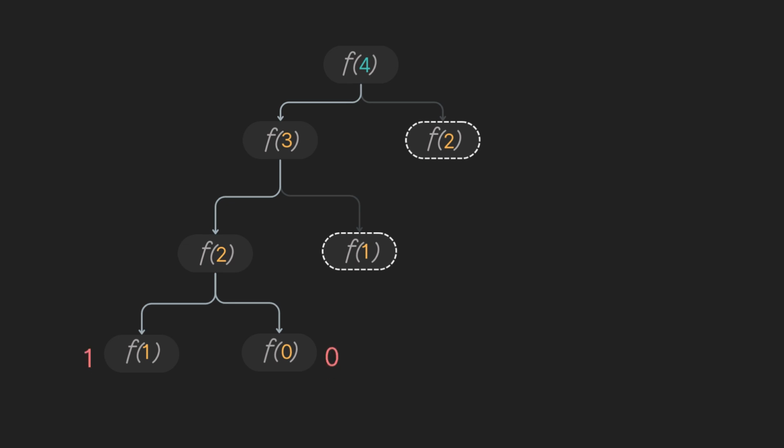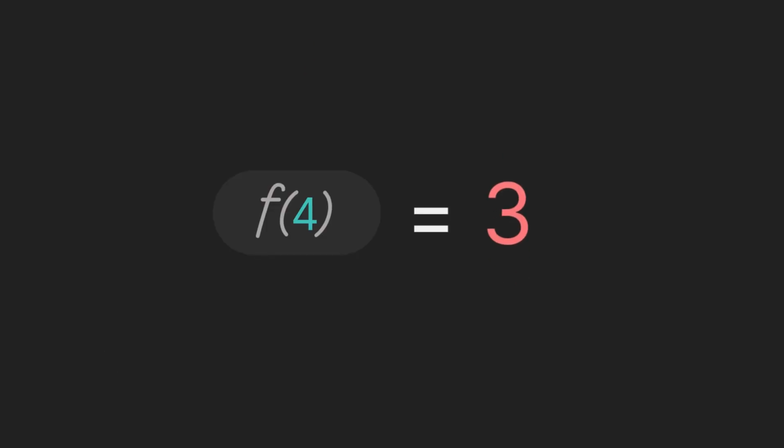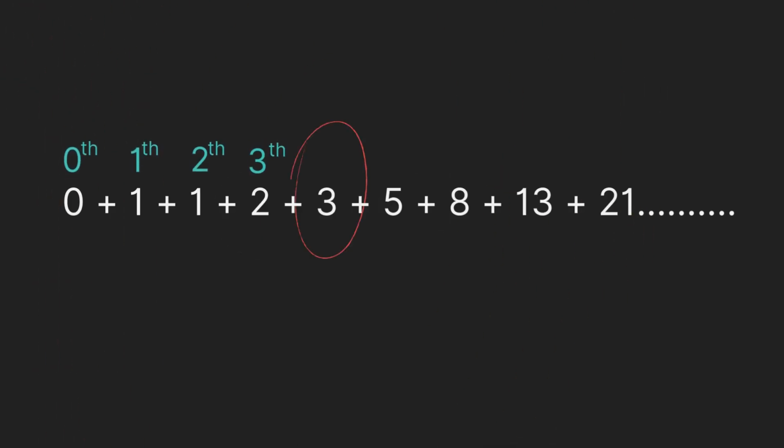Now let's move back up the tree. f2 is calculated as f1 plus f0, which is 1 plus 0, giving us 1. Then, for f3, it's f2 plus f1, which is 1 plus 1, resulting in 2. Finally, at the top of the tree, we calculate f4 as f3 plus f2, which is 2 plus 1, giving us the answer 3. So, the Fibonacci of 4 is 3. That's how recursion works step by step to solve this problem.